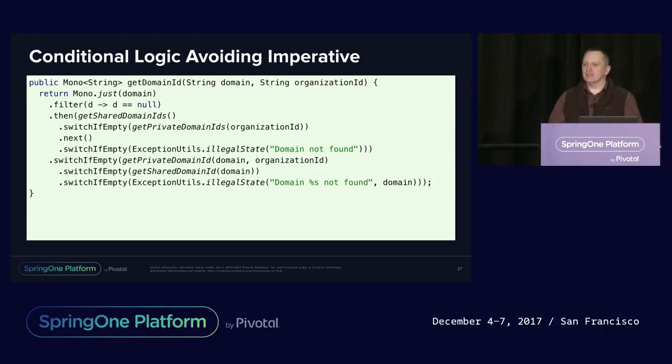We need to get into reactive mode, as it were. So we have a Mono of a domain. And I will then filter on it and say, if they didn't actually give me something, if the value I was given was null, then I want to get shared domain IDs, do my switch if empty that we saw before, take a value from it, and if I don't get anything back, I'll return domain not found.